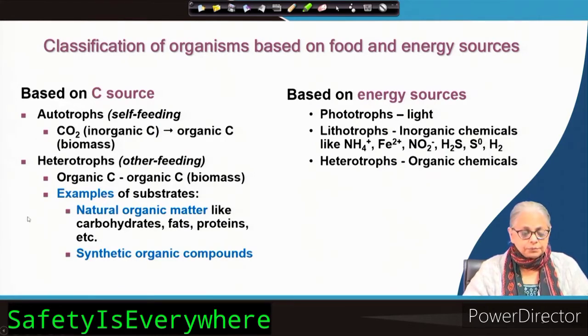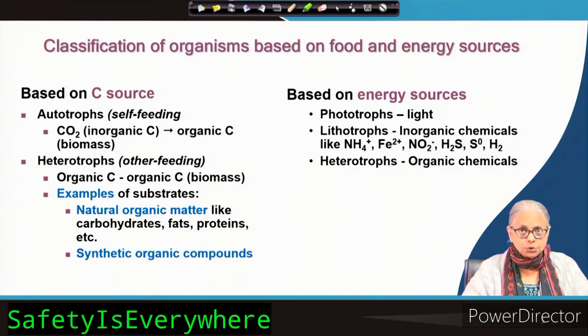Microbial organisms, microorganisms, are going to be able to utilize natural organic matter, which comes in the form of carbohydrates, fats, proteins. Any type of natural organic compounds constitute natural organic matter. These organisms, especially bacteria, which we will go into some detail about later, can also be acclimated to use synthetic organic compounds.